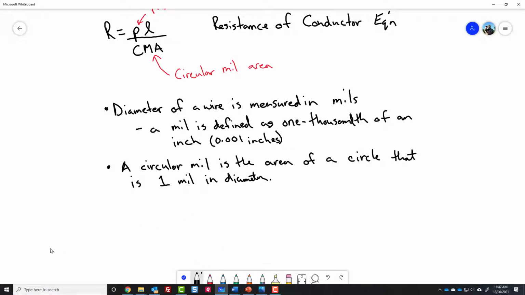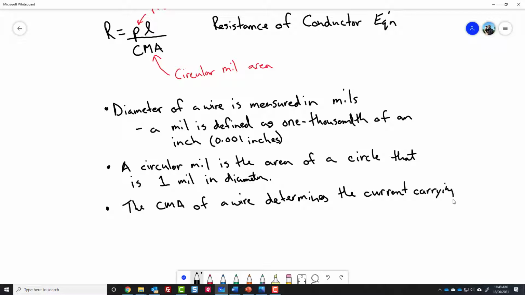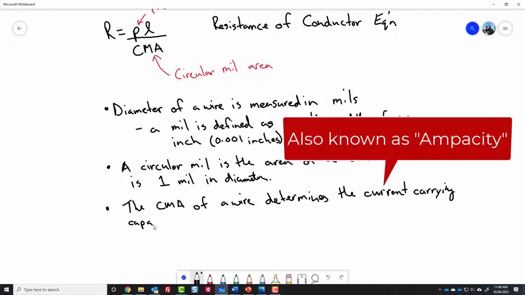So we often say, and you'll see in a lot of books or online, that they often equate the circular mill area, the CMA, of a wire, determines the current carrying capacity of the wire. We got some notes here, right? We'll do some examples though of a wire, but I want to make sure we have a good definition.